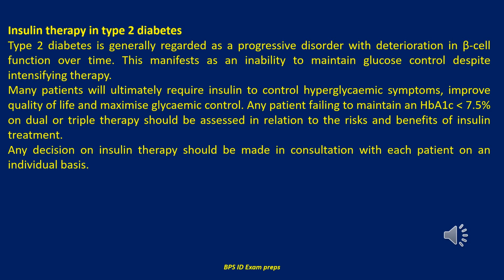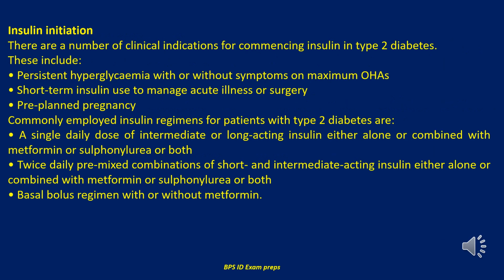Any patient failing to maintain an HbA1c below 7.5% on dual or triple therapy should be assessed in relation to the risks and benefits of insulin treatment. Any decision on insulin therapy should be made in consultation with each patient on an individual basis. We will now progress to insulin initiation.